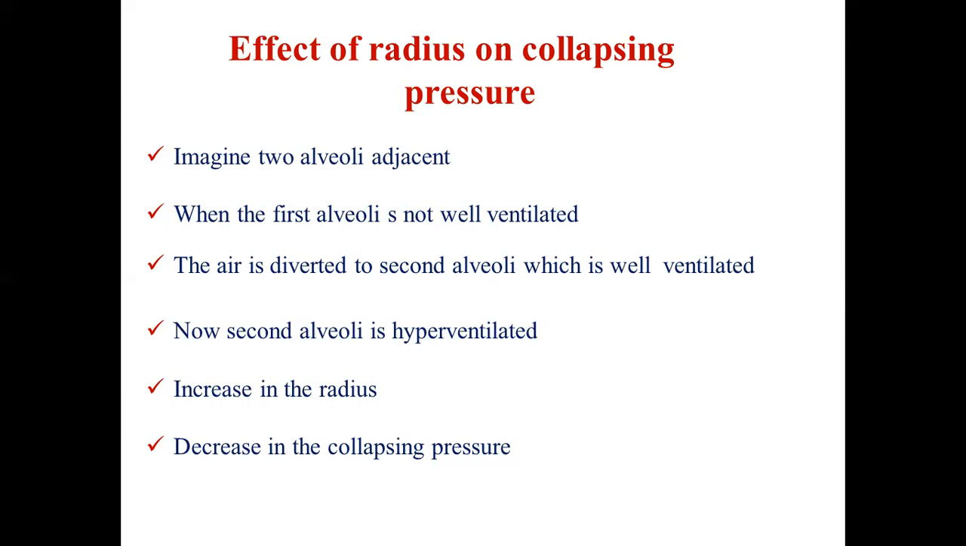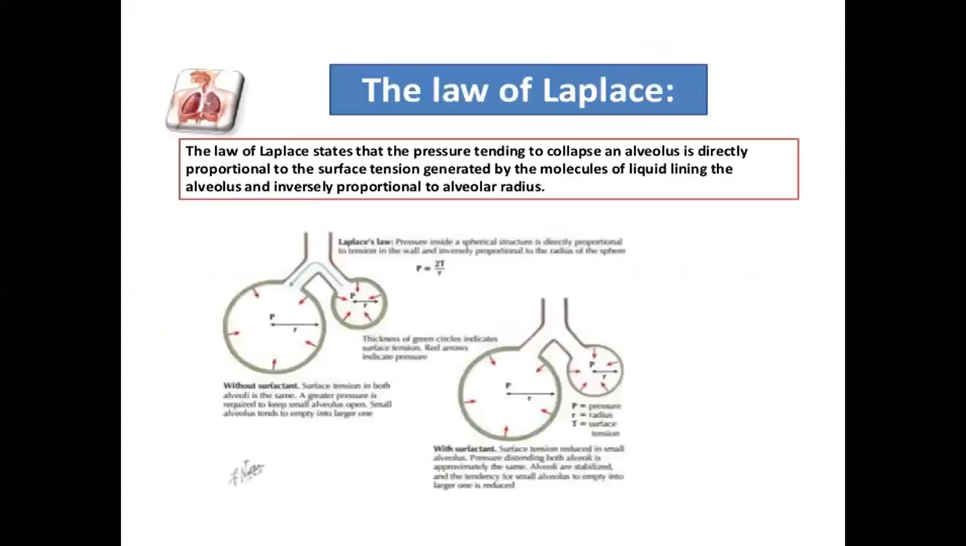So what happens due to this is that the smaller alveoli tend to become smaller and smaller, and they will collapse. They will thus not be helpful in the process of gas exchange. And the larger alveoli, due to this inequality in size, become larger and larger, and that will also create a problem. So that is again a great problem. It happens due to the law of Laplace.